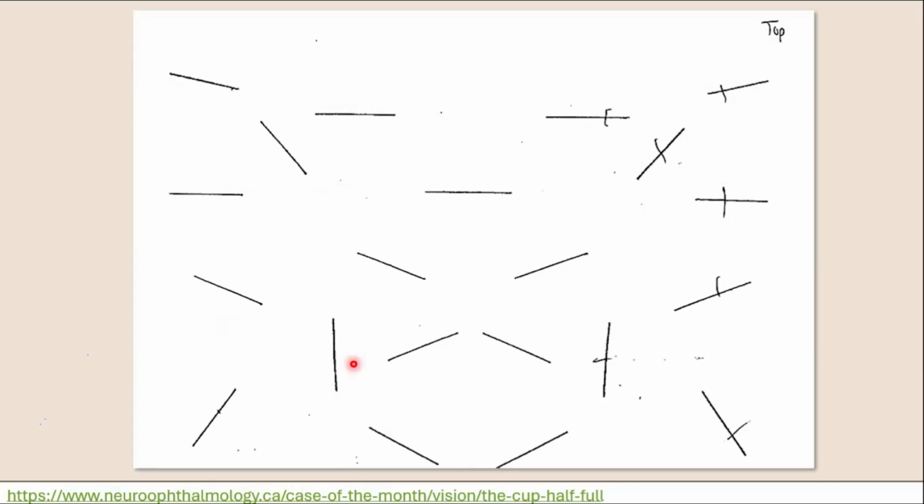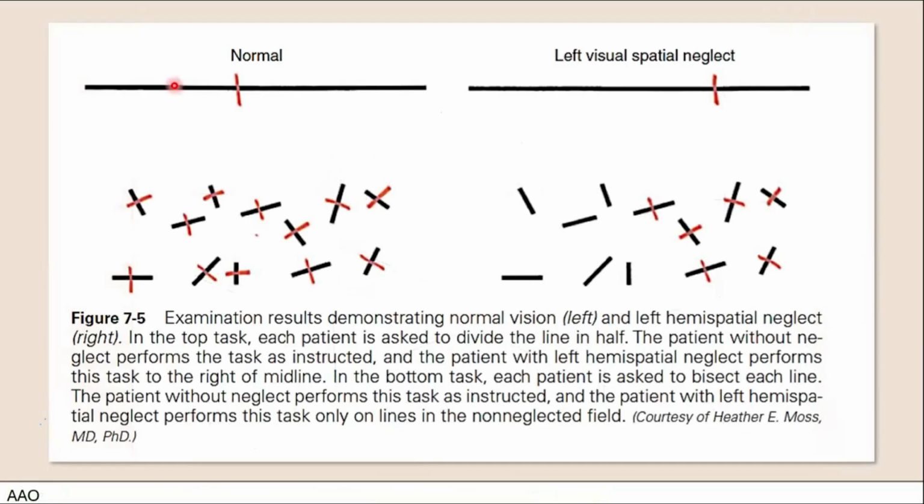They neglect the left side. With both eyes open, they neglect the left side of the paper and cross the lines only on the right side. They neglect the left half of the field because it is controlled by the right parietal lobe, which is the non-dominant in most of us. And if we give the patient a line and ask them to cross it in the middle, then if they neglect the left side, they will mark it towards the right side. This is the meaning of spatial neglect in non-dominant parietal lobe affection.